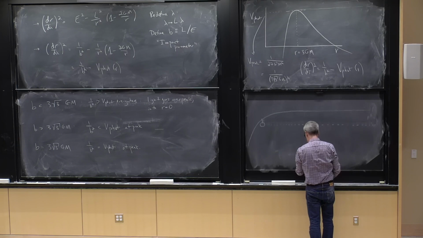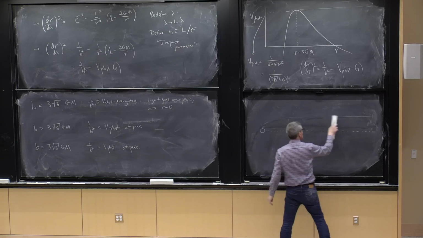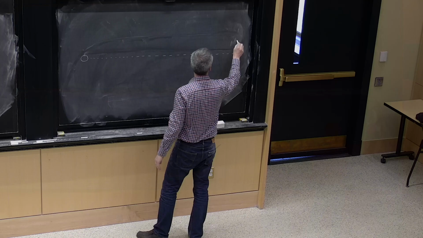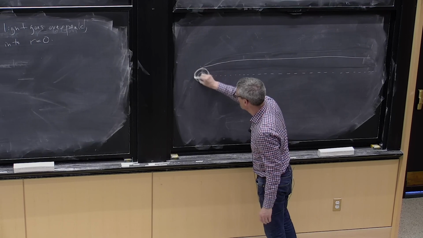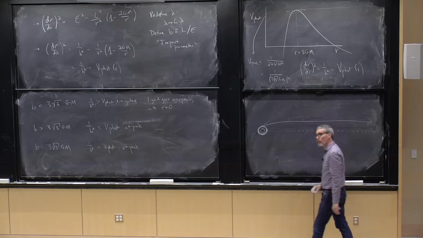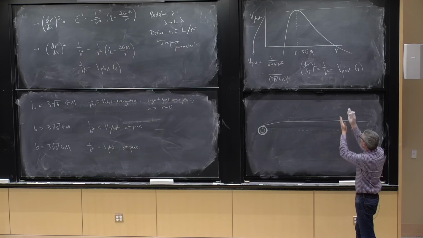You get a little bit more of a physical sense as to what's going on by thinking about it here. This guy comes in, hits this, and then just whirls around and lies on what we call the photon orbit. What's the radius of that photon orbit? R equals 3 GM.